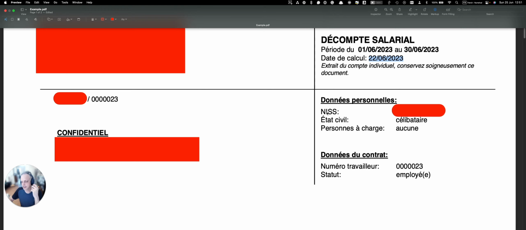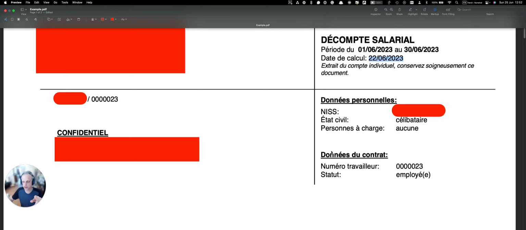NISS is the national identification number, the personal one, so the one of each resident in Belgium. For obvious reasons, I took out the number, but if you look at your payslip, you will find your national number. This number is used for plenty of different things in Belgium, so it's a good thing to know. It's also on the back of your identity card.